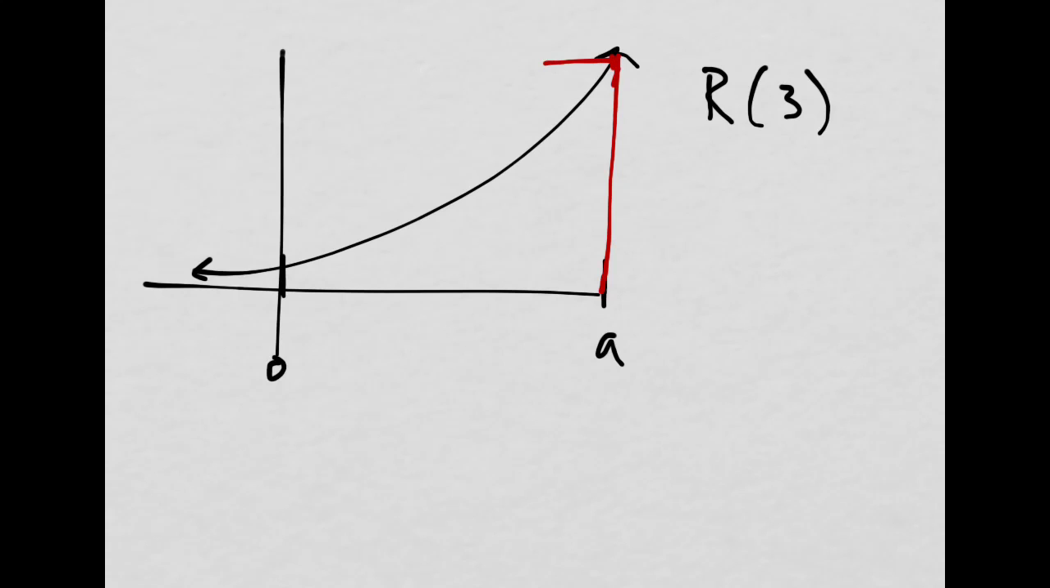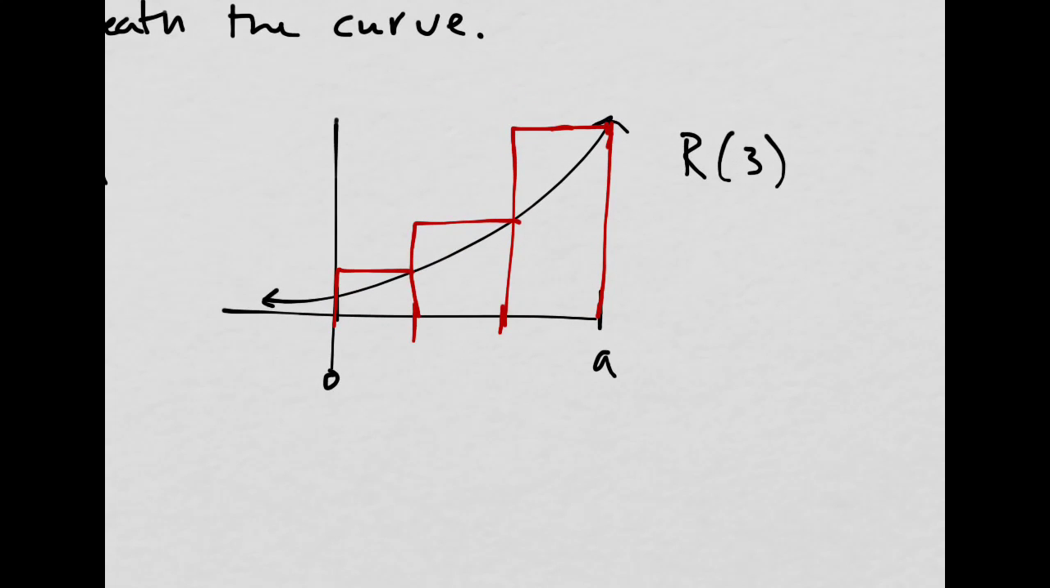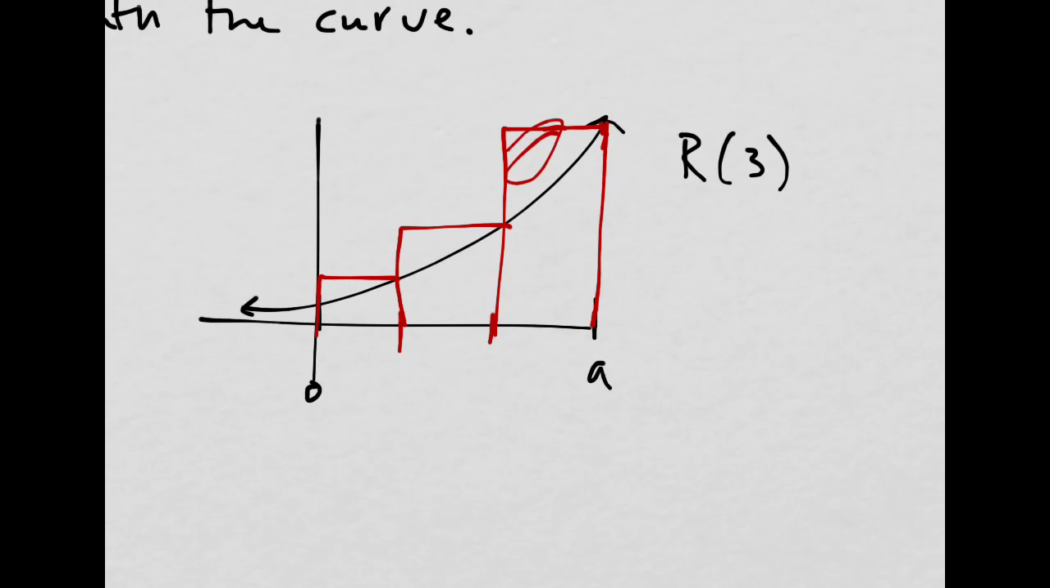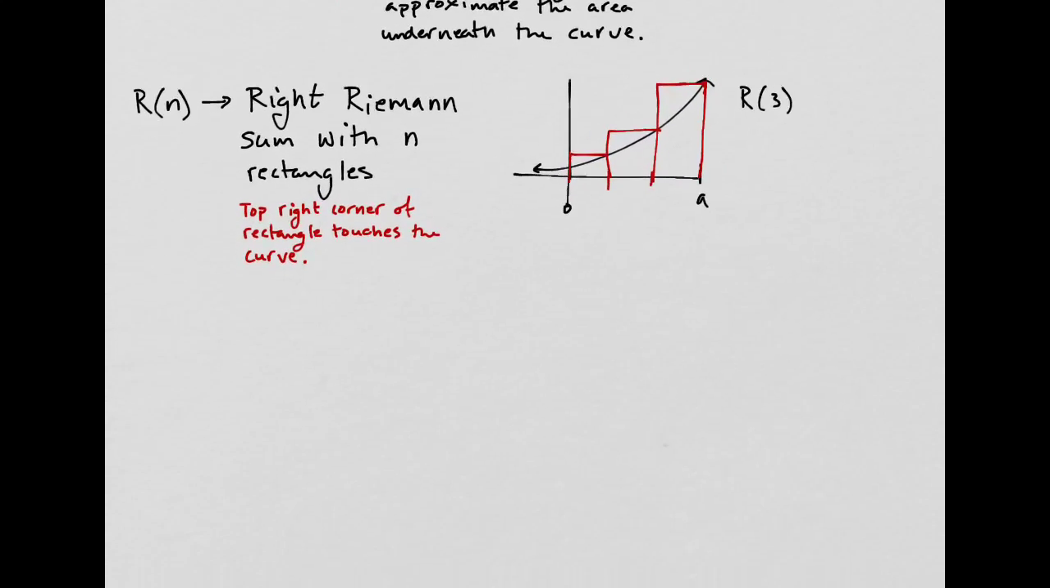So if I draw a rectangle here, I'm doing 3, so I'm going to split this up into 3 portions. My first rectangle would be that. The top right corner is touching. Again, the second one, the top right corner is touching. And again, so that's 3 rectangles that I'm using to approximate the area underneath this curve. And the right top corners touch. In this case, this is an overestimate because we're getting too much area, right? So, yeah, that's a right Riemann sum.